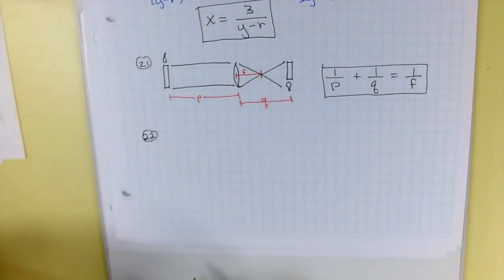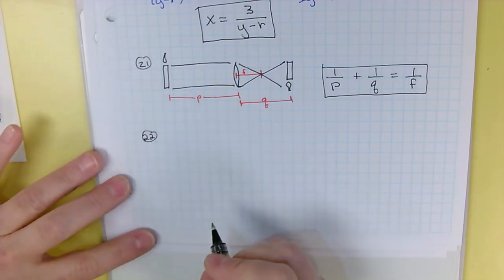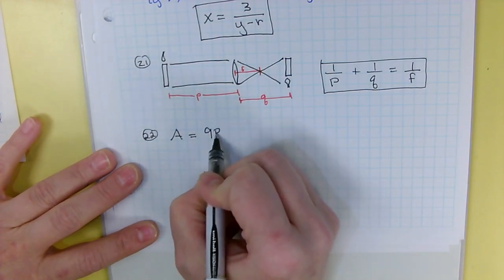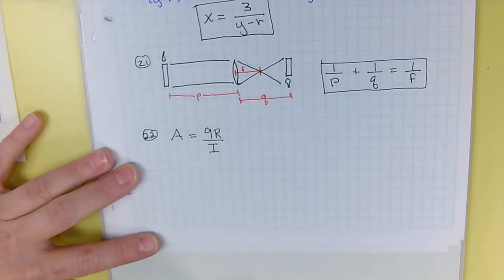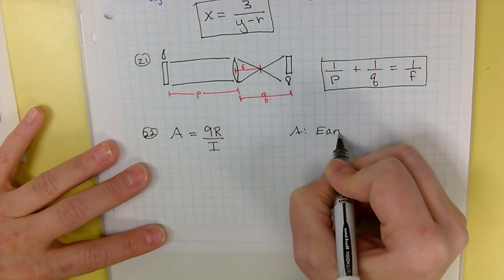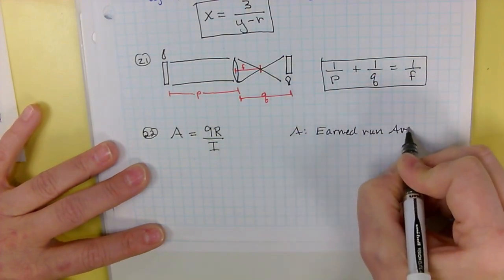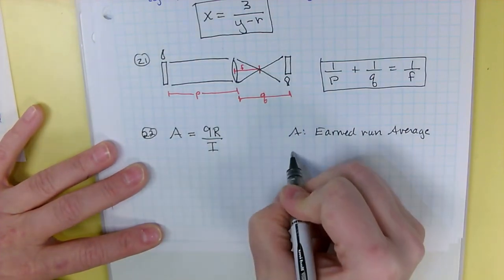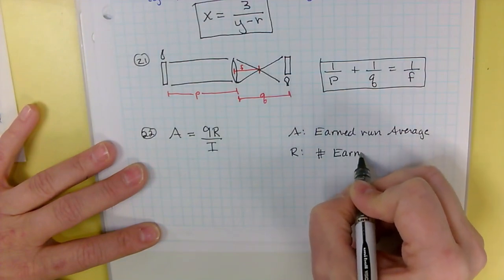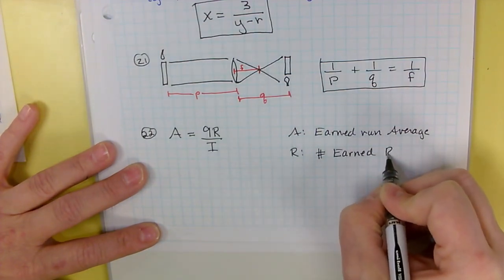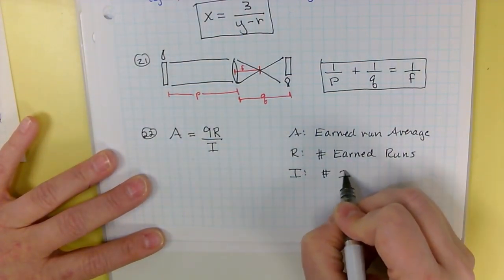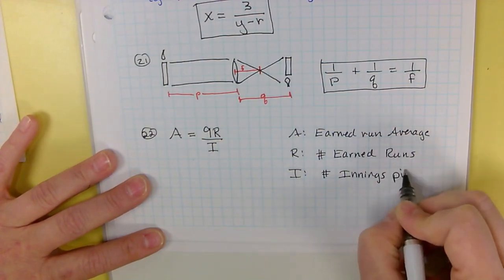For 22, this is a baseball one, and if you don't know baseball, this could be a bit strange. The equation they give you is A equals 9R over I. And those of you baseball fans probably already know this, but A is what we call your earned run average, A for average. The capital R is the number of earned runs that you have. And I is the number of innings that were pitched.